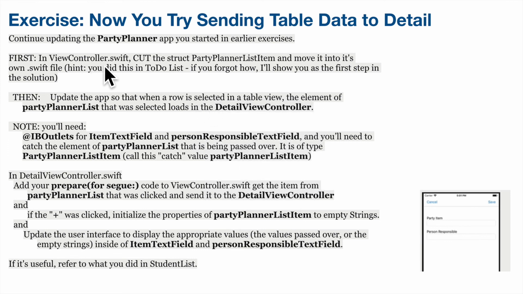Now, the first thing I told you to do was to cut out that struct party planner list item and move it to its own Swift file.